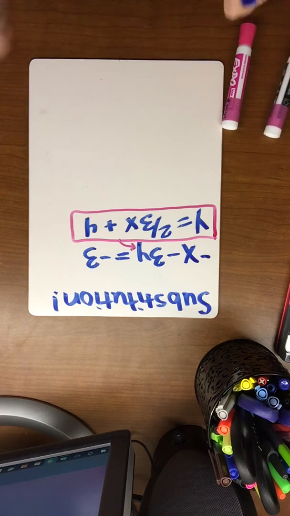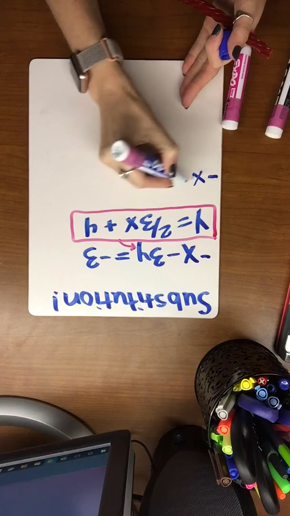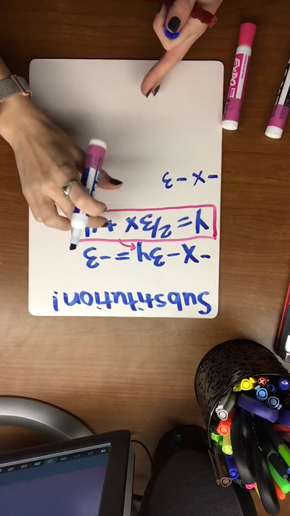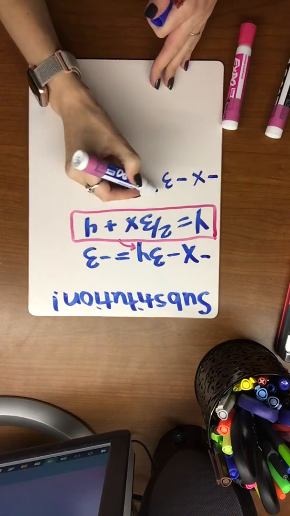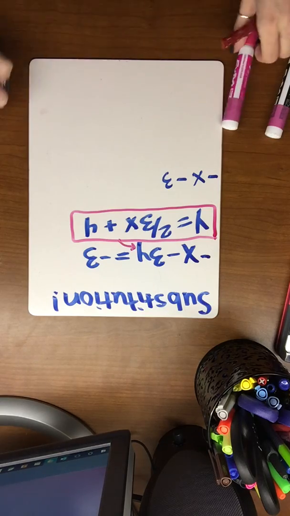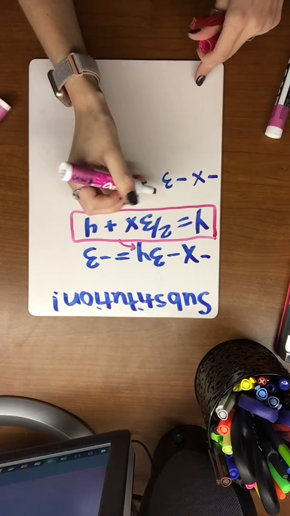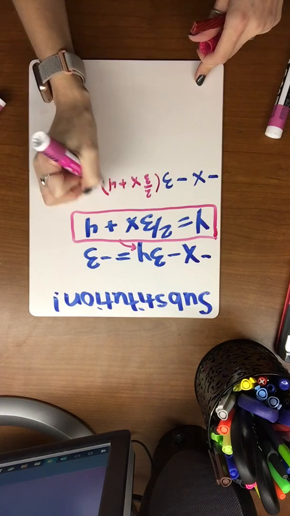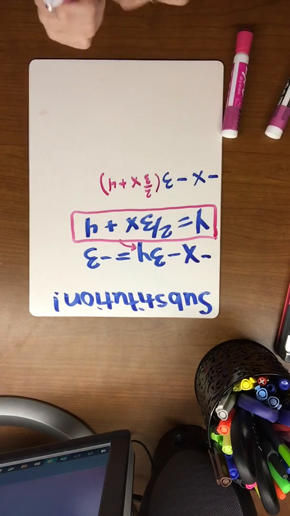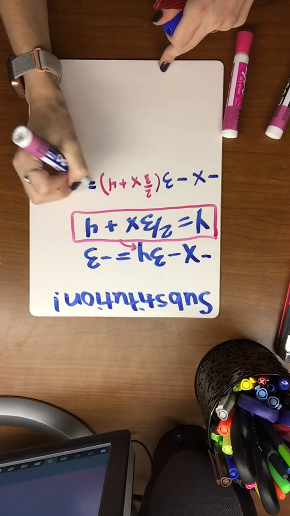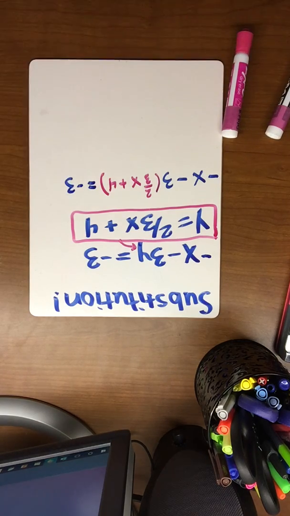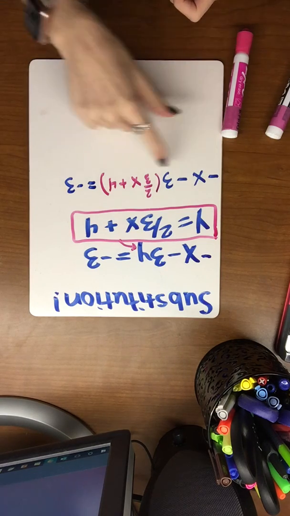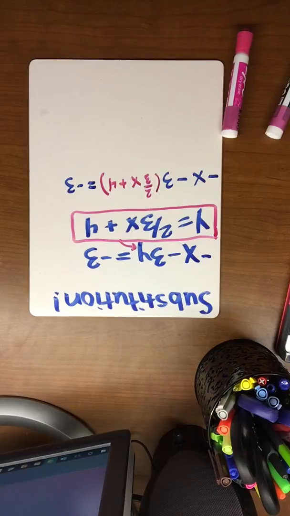We're going to take this and plug it in for y. So when we plug it in, we have negative x minus 3. But remember, we're plugging this whole thing in for y, so I'm going to put parentheses there and plug in that whole equation. So then we have 2/3 x plus 4, and this whole thing is going to equal negative 3. Now we have one variable in our equation. Every time you use substitution, you want to get one variable in your equation, and we're going to solve for that variable. So we are going to solve for x.